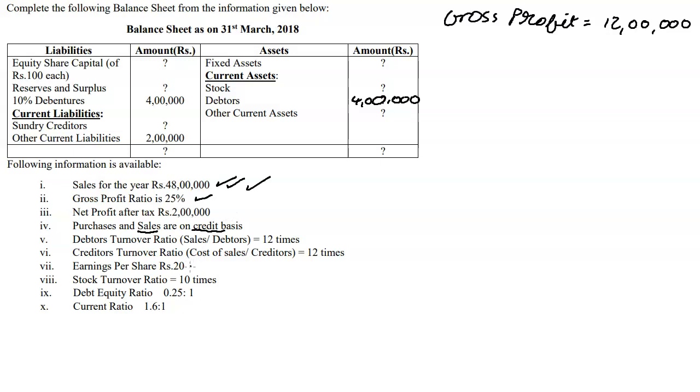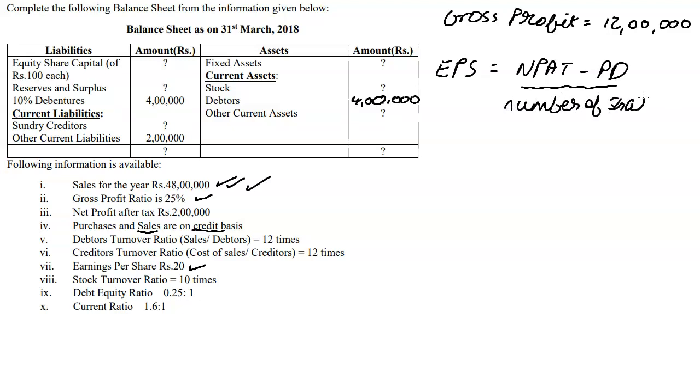They've given us the earnings per share as 20. Okay, and remember your formula for earnings per share. Earnings per share is equal to net profit after tax minus preference dividend, if any, it might even be 0, divided by number of shares. And we know that this number is 20. And now things get interesting because there's no mention of preference dividend anywhere in this question. So we can assume that this is 0.